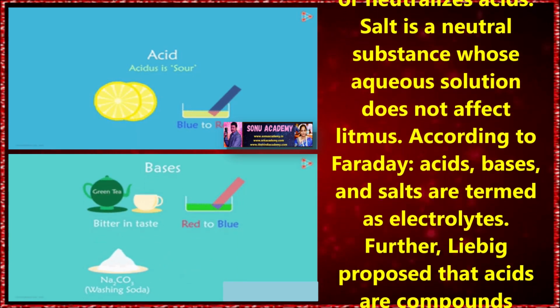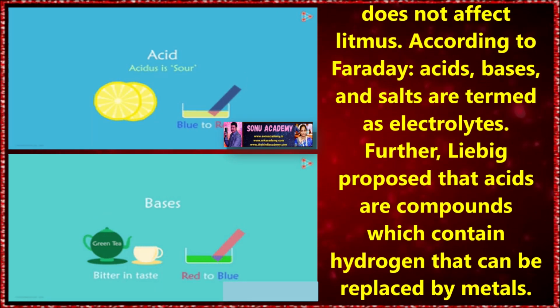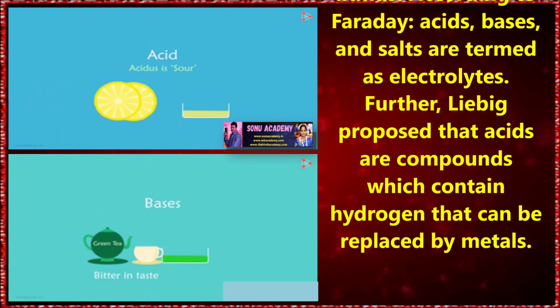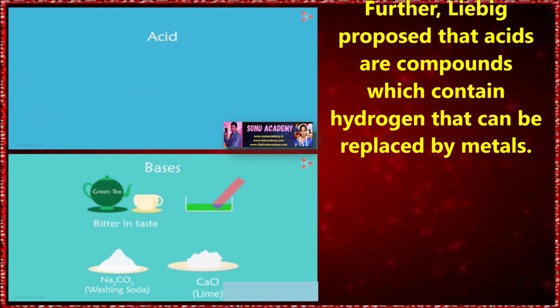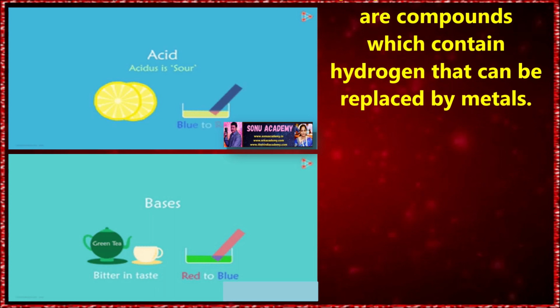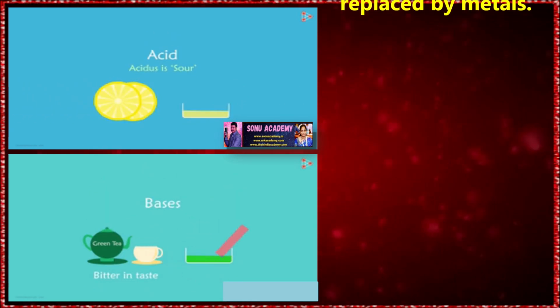Salt is a neutral substance whose aqueous solution does not affect litmus. According to Faraday, acids, bases and salt solutions are termed electrolytes. Further, Liebig proposed that acids are compounds containing hydrogen that can be replaced by metals.